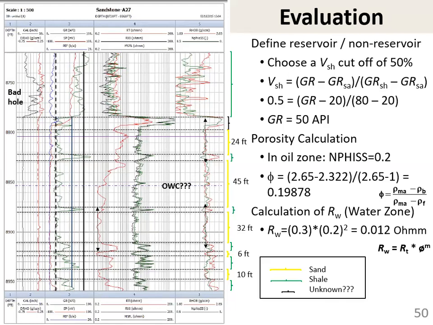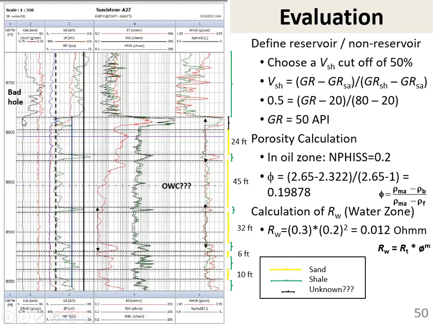So I have reproduced the same log on this view graph. It's very busy, but I would like you to try to follow how I'll go about the interpretation of the log. Now, starting with track 1, where you have the caliper and the density correction curve. The first thing is to check the signature of both curves.